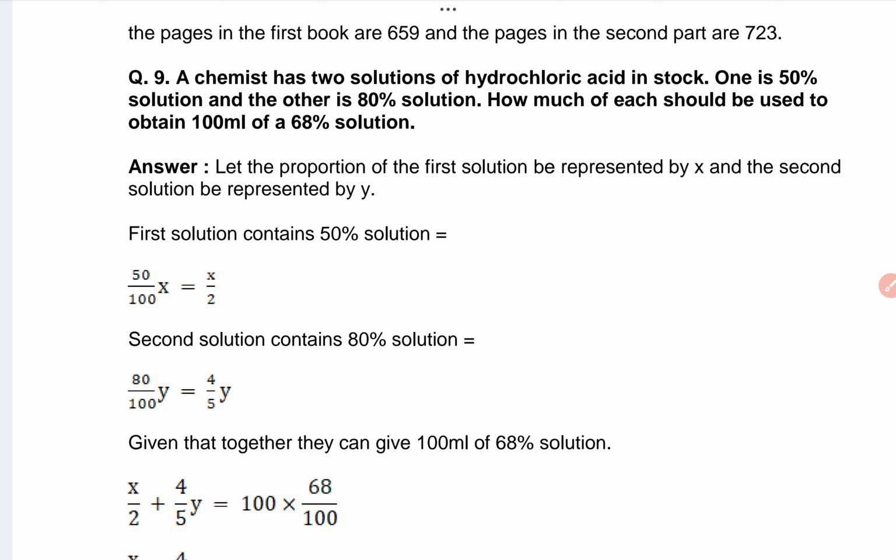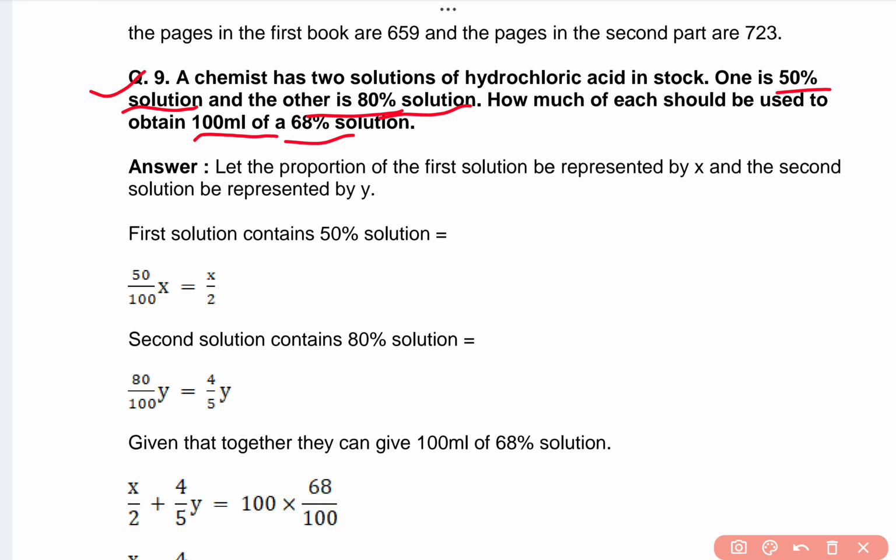Okay, and right now we can see question number 9. In your textbook it is the same. A chemist has 2 solutions of hydrochloric acid in stock. One is a 50% solution and the other is an 80% solution. How much of each should be used to obtain 100 ml of a 68% solution?